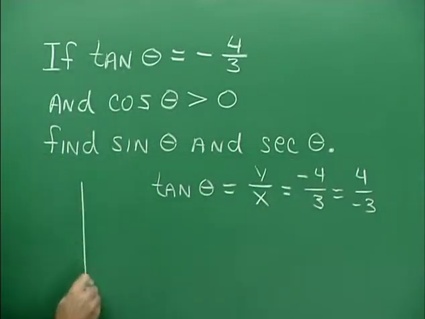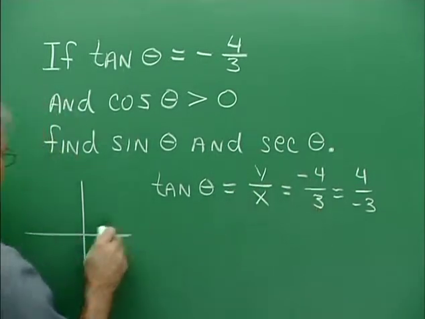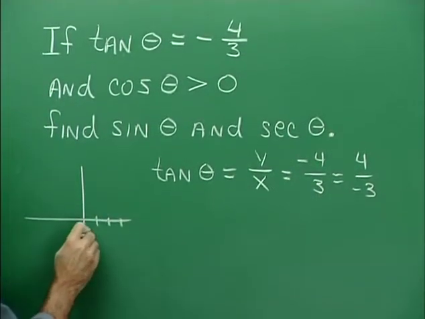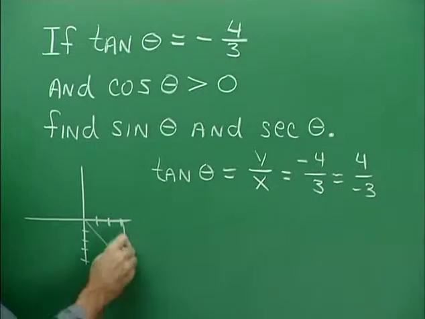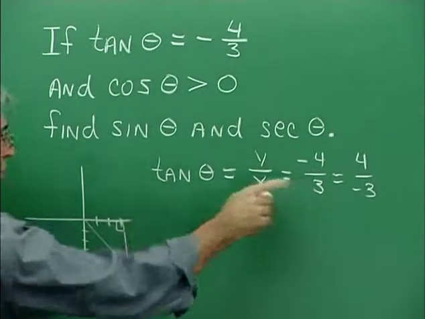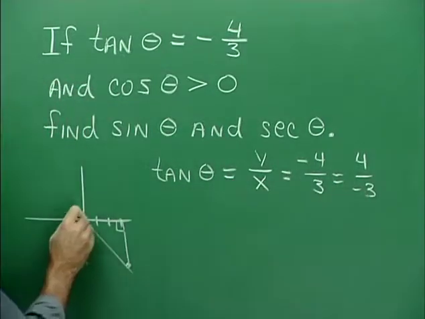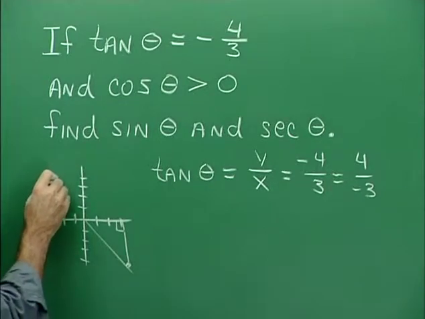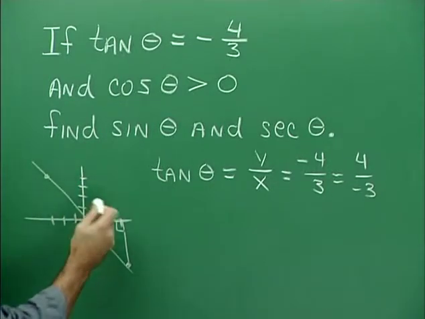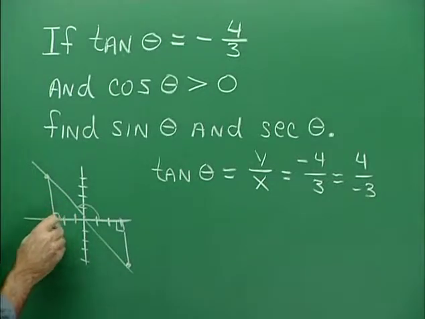We could have a y of negative 4 and an x of 3, that's an x of 1, 2, 3, and a y of negative 4, so it could be in here for our reference triangle. Or it could be 4 over negative 3, where the negative 3 is the x, so x is negative 3 and y is 4, so it could be here. Maybe this is our angle, and this is our reference triangle. Which one is it?